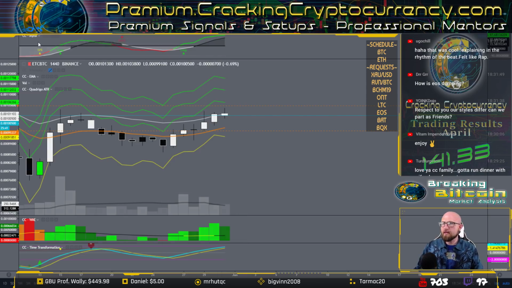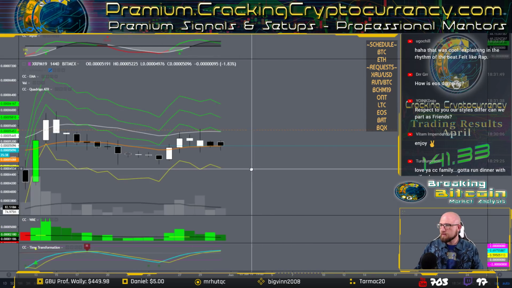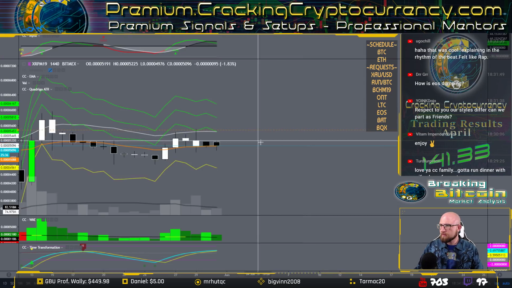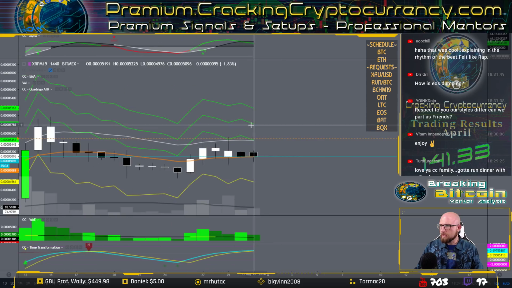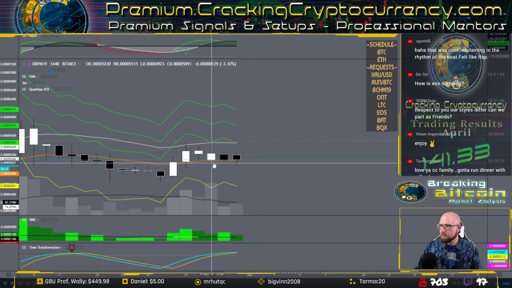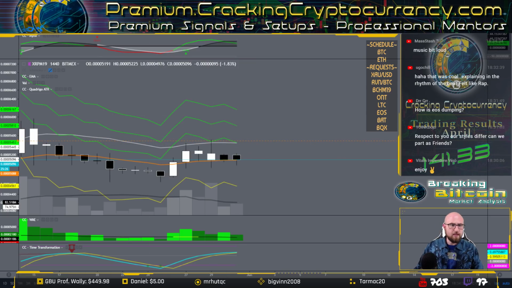XRP M19 is right at break even. Have to watch XRP as we get down closer to the close, so I've got to write that down to take a look at. Need to see where we're going to close. Be indicative of whether I just get out at break even.